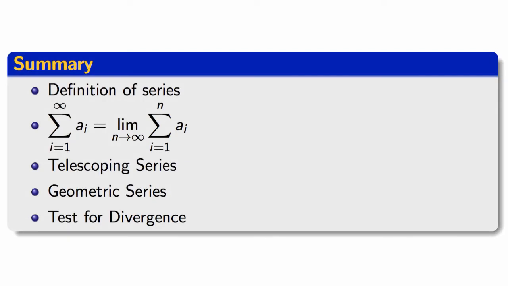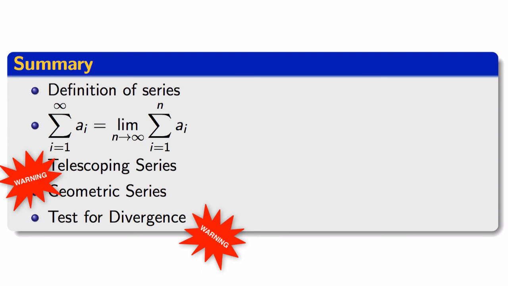Let's stop here for now. In this video, we saw the definition of a series as the limit of its partial sums, how to sum telescoping series using partial sums, how to work with geometric series, and how to use the divergence test. Remember, the divergence test can only be used to show that a series diverges, and it does not say anything if the terms of the series go to zero.